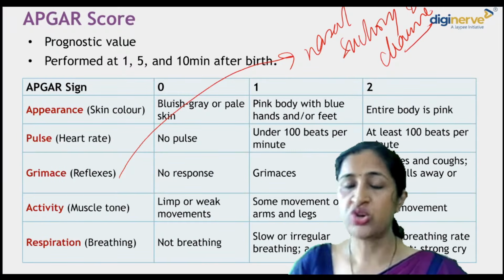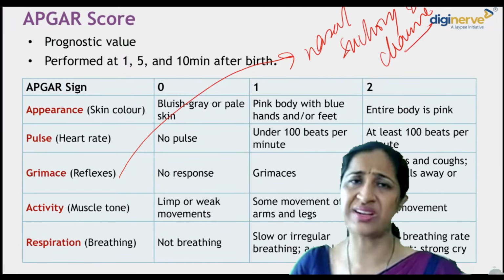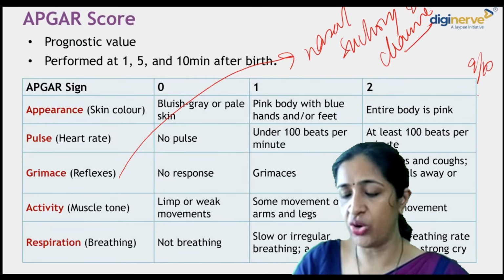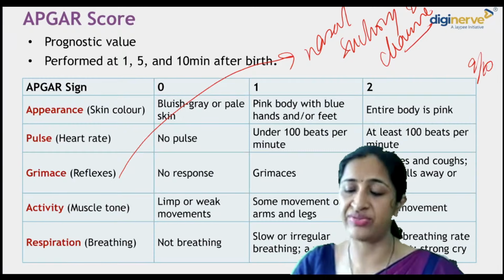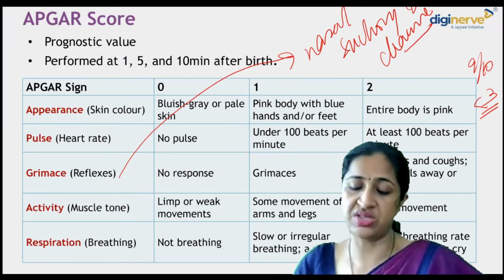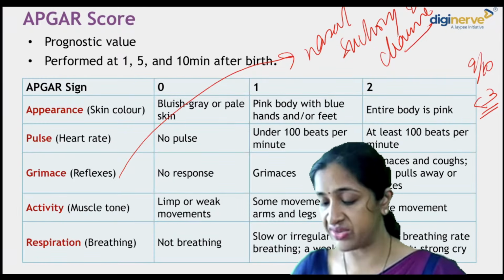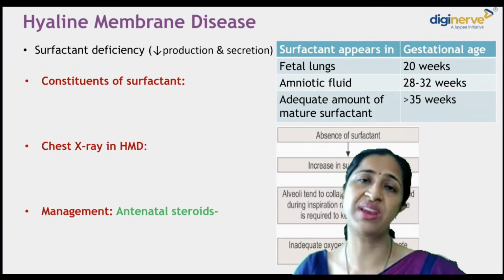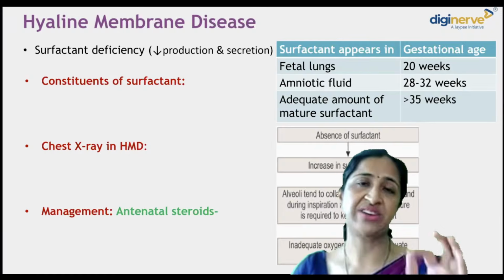0, 1 and 2. Total is 10. Very rarely you can get 10 because there's acrocyanosis. So the highest score is 9 by 10. The lowest score will be much lesser, and if it is less than 3, or like 0 or something, then yes, very, very severe asphyxia. Hyaline membrane disease, very commonly asked, a preterm issue, surfactant deficiency.